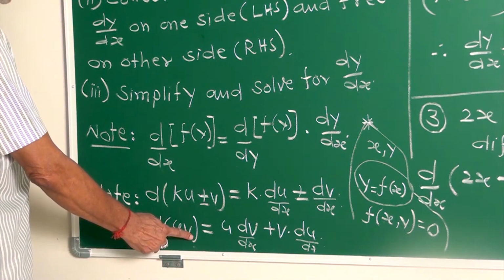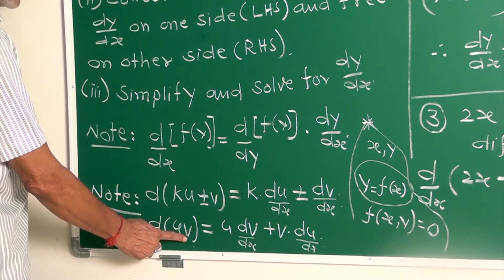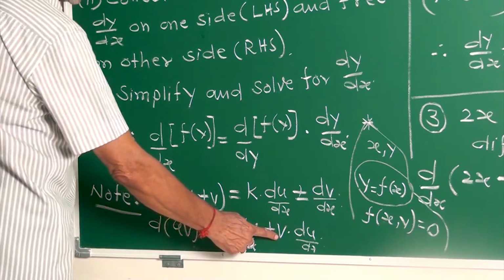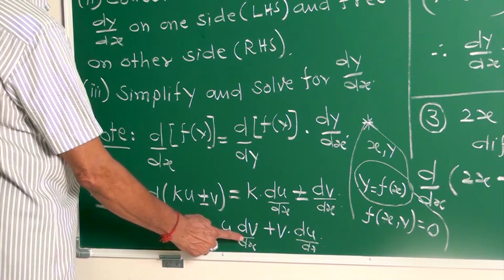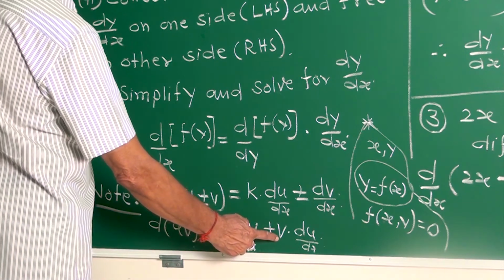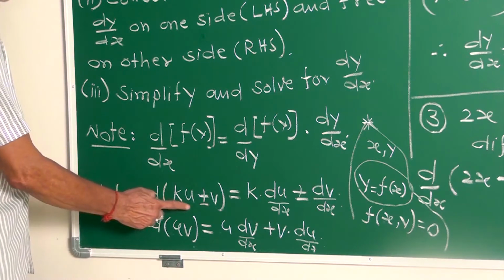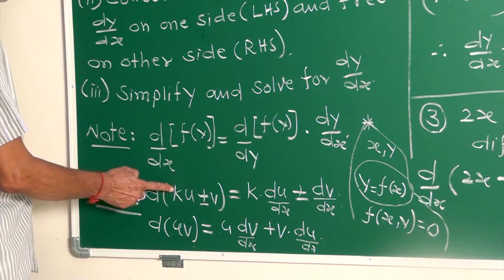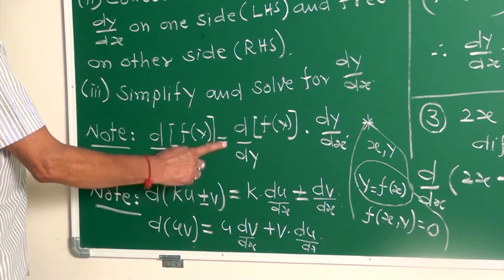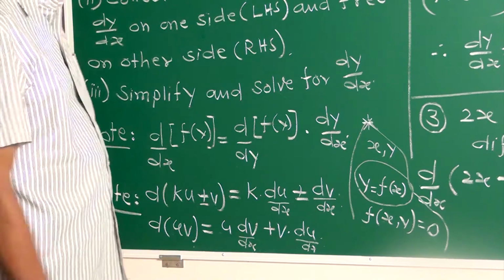Derivative of uv is first function into derivative of second function plus second function into derivative of first function. First into derivative of second plus second into derivative of first. Yes, my friends, it is the product rule. This is algebra, plus and minus, constant with a coefficient. We are applying all this while doing the examples.